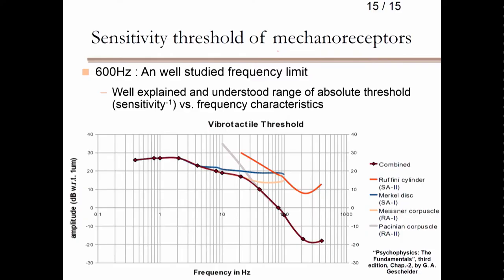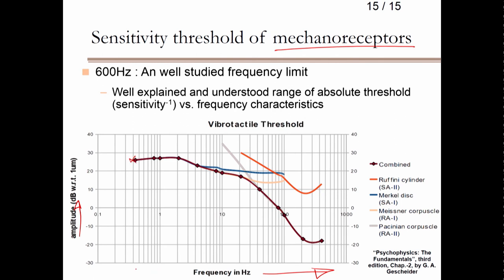And this Pacinian corpuscle has certain and very unique responses. For example, if you increase the frequency of the stimulus, basically tapping, how much is the minimum amplitude needed for this Pacinian corpuscle to respond? That is plotted in the y-axis. Amplitude, that is basically a threshold, right? Minimum amplitude is required. So, that is plotted over here.